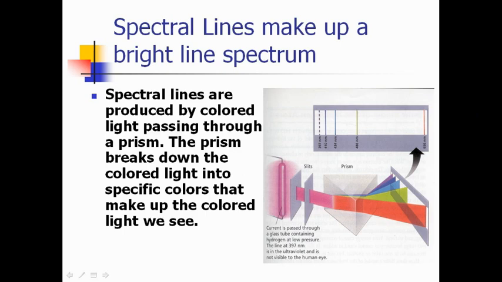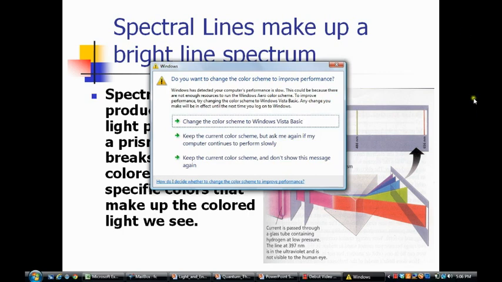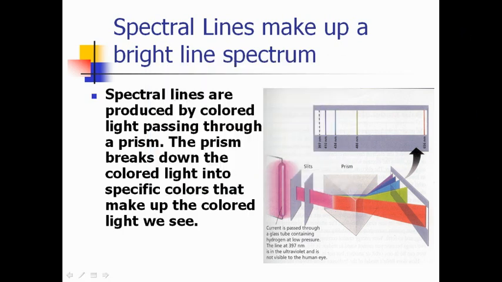And when we start talking about the colors of light that we see, we take spectral lines, and those spectral lines are produced by colored light passing through a prism. And basically that prism breaks down the colored light into certain colors that we can see, and we can then determine what colors of light that we see, and now measure the wavelength and the frequency.